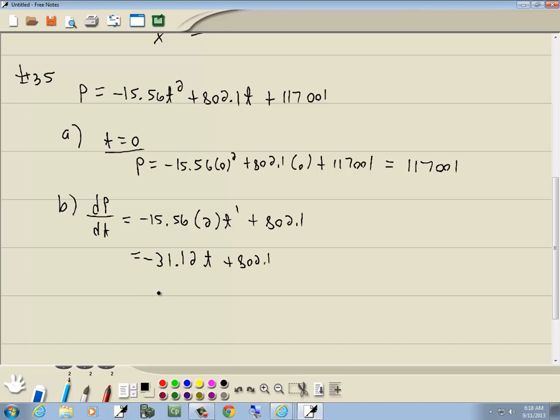Part C says evaluate population growth rate for the same values as part A. So same thing we did in part A, we'll plug in t values here. So put in 0. So we've got negative 31.12 times 0 plus 802.1. That drops away, and that gives us 802.1. Now I realize what we're finding here. This is actually giving us the population up here in part A. This has given us the rate of growth of the population at t is equal to 0. And that was your last question.